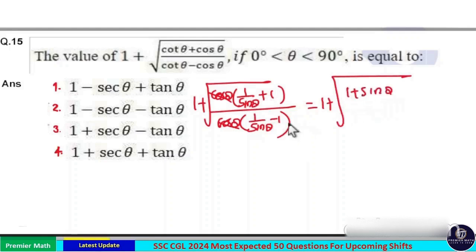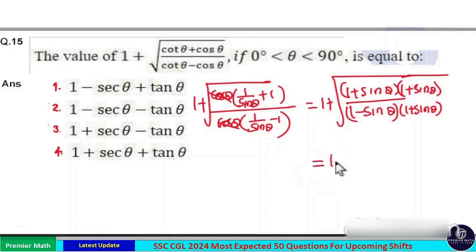So 1 plus sin theta by sin theta. But in the denominator the sin theta will cancel each other. So this will become 1 minus sin theta. Sin theta in the denominator cancels. Now if I multiply 1 minus sin theta with 1 plus sin theta, this will be in the form of a plus b into a minus b. So I should multiply 1 plus sin theta in the numerator as well.